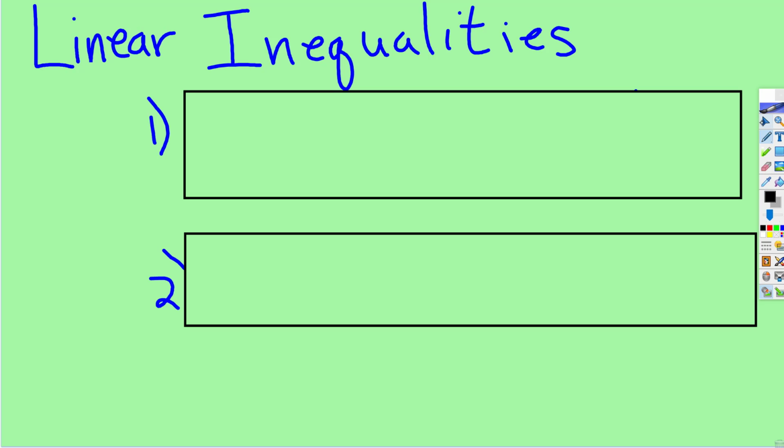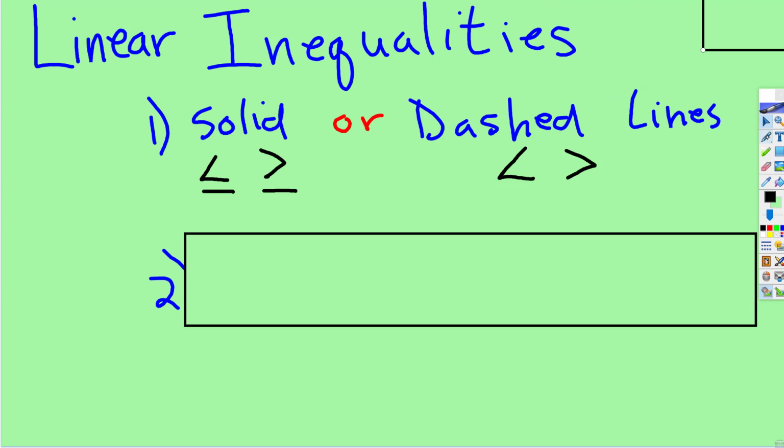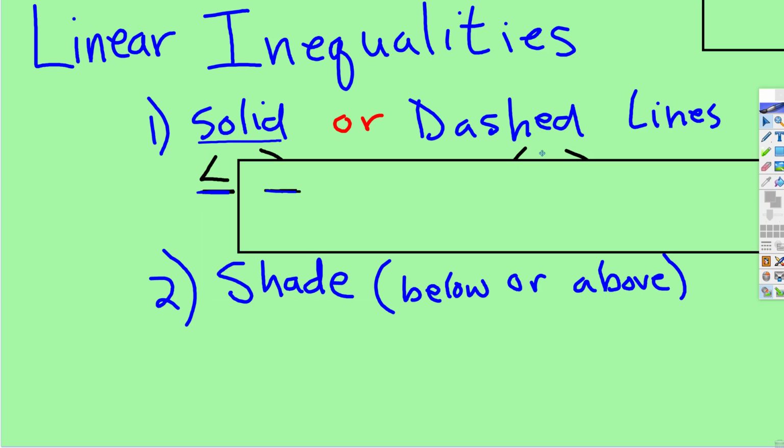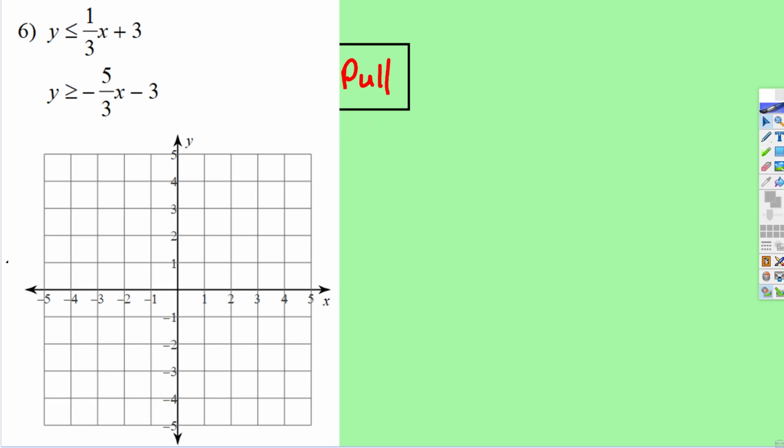Okay, linear inequalities. So, a couple things you need to remember. You're going to draw a solid line when the inequality looks like this. So think about it. Solid line. When it's missing a solid line under the inequality, draw dashed lines. The other thing you need to remember about linear inequalities is shading. All right, so let's get started.